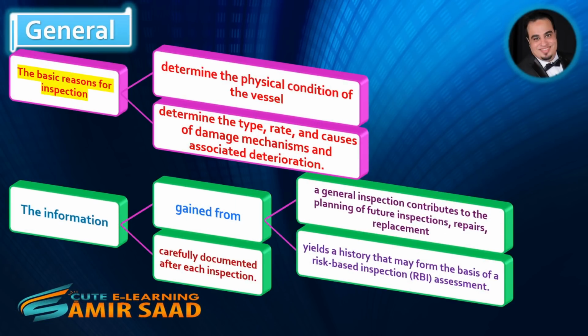General. The basic reasons for inspection are to determine the physical condition of the vessel, and to determine the type, rate, and causes of damage mechanisms and associated deterioration. The information gained from a general inspection contributes to the planning of future inspections, repairs, replacement, and yields a history that may form the basis of a risk-based inspection (RBI) assessment. This information should be carefully documented after each inspection.